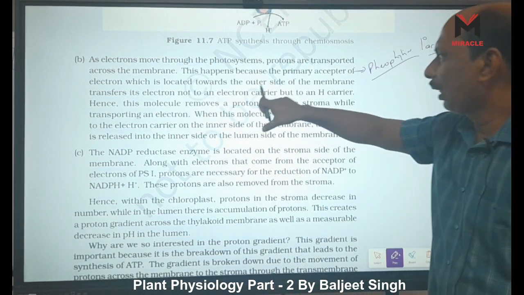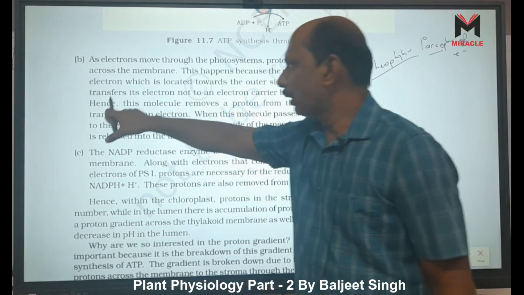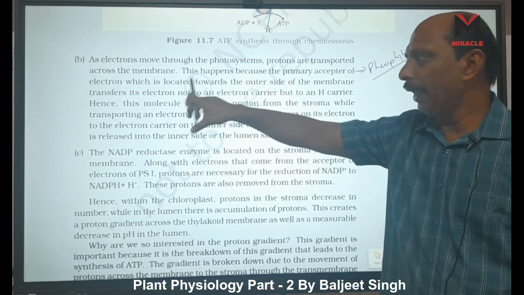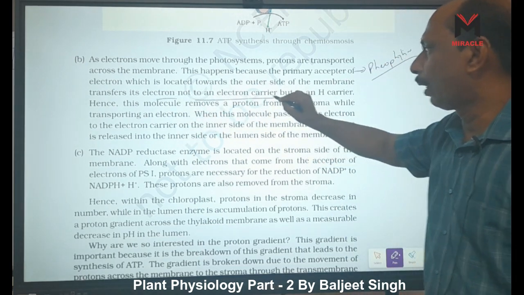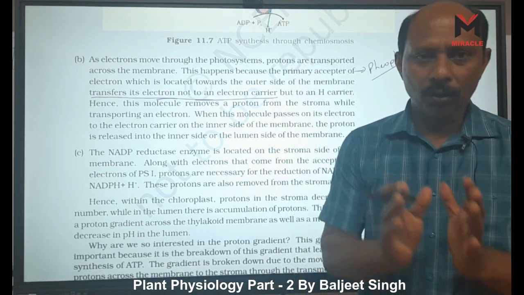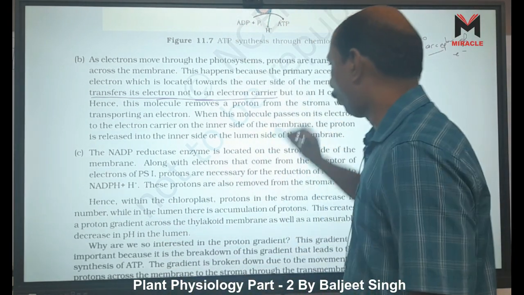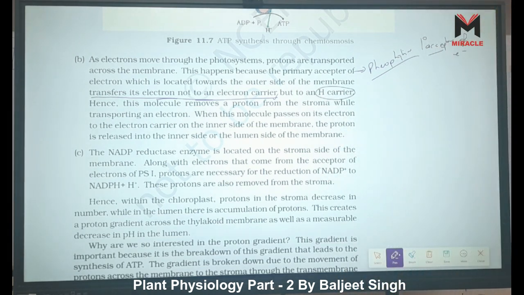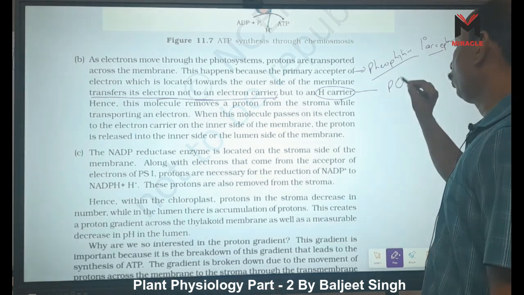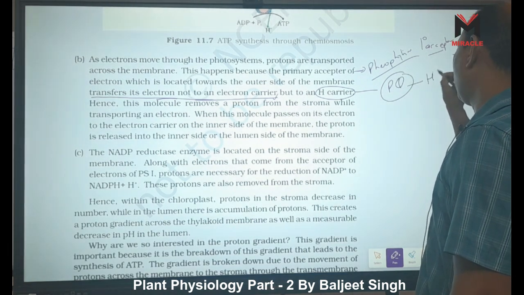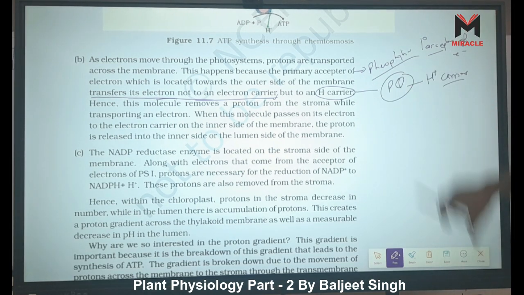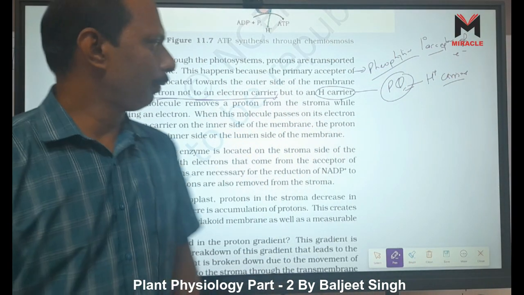It is located toward the outer side of the membrane. Now this electron from pheophytin is not transferred to an electron carrier. That is very important. It is transferred to a hydrogen carrier, right? Which one is the hydrogen carrier? It is plastoquinone. Plastoquinone is considered a hydrogen carrier, so the electron from pheophytin is transferred to plastoquinone.